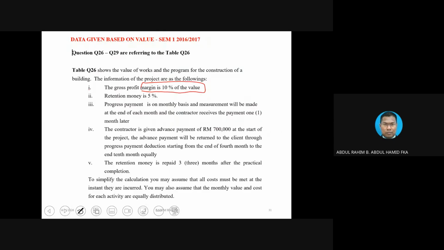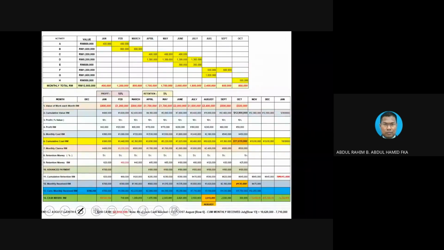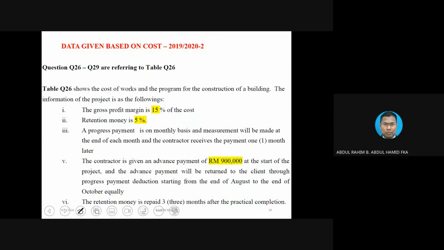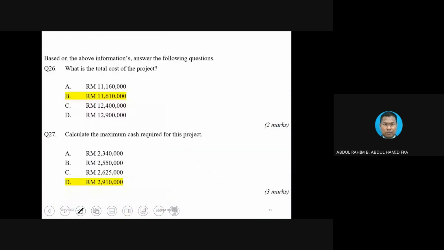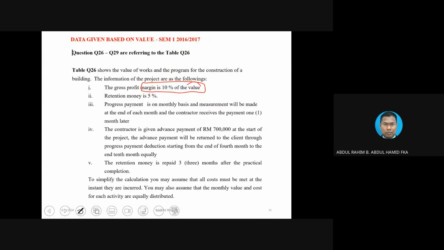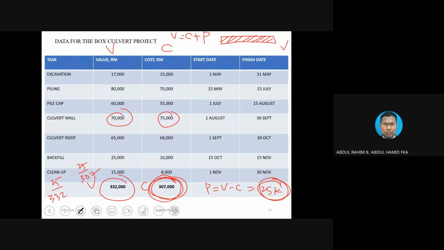Is it out of value, or is the profit margin out of the cost? You see, we already spell out. Why the cost? Because the data is based on the cost, in order to avoid confusion. Why value? Because the data is given based on value. This is very important. From a perspective, either one could be correct, but we want to settle that once and for all. We are going to spell out whether the margin is based on cost or value.